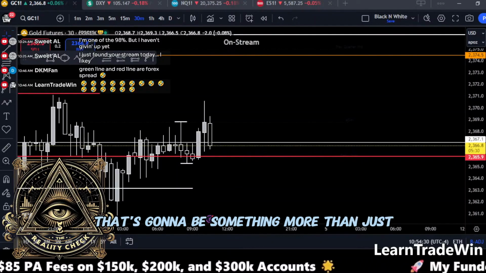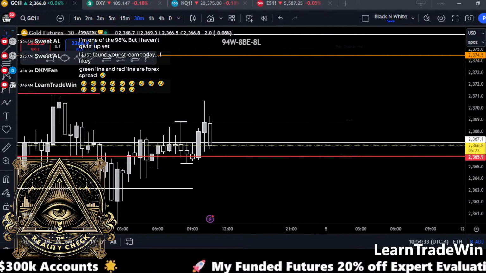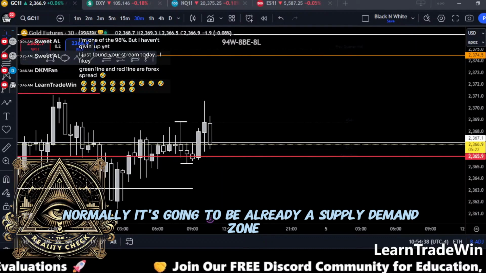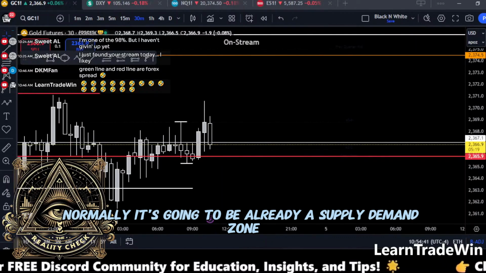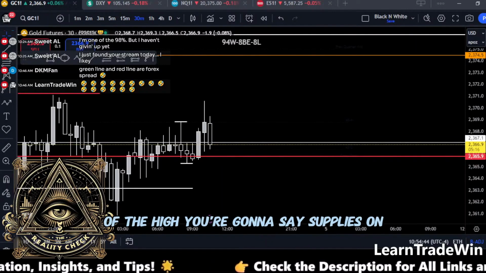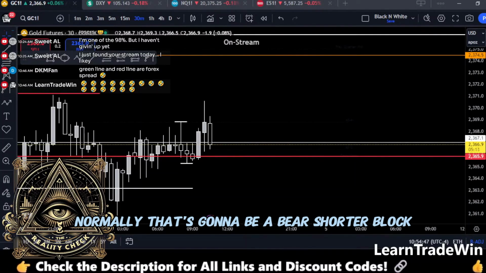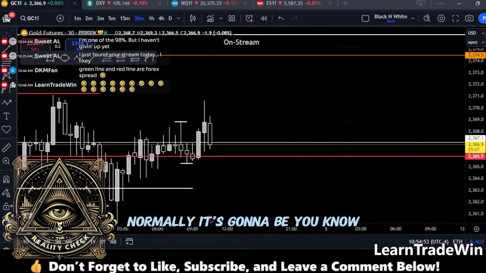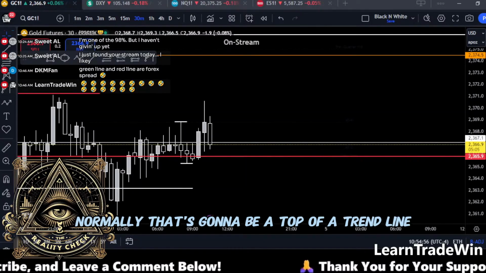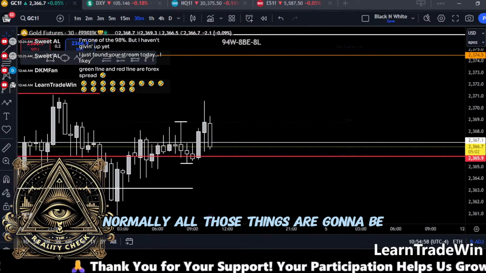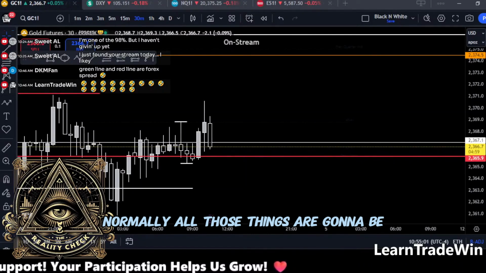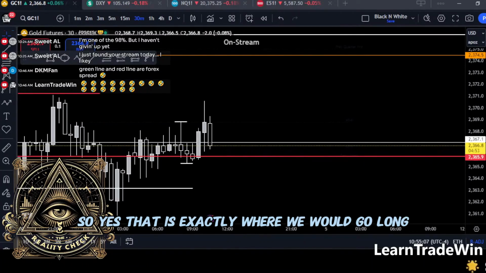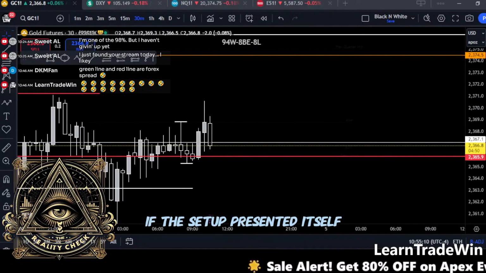normally that's going to be something more than just daily high. Normally it's going to be already a supply zone. Normally that's going to be a bearish order block. Normally the structure up there is going to be a double or triple top. Normally that's going to be a top of a trend line. Normally all those things are going to be sitting there at the daily high as well. So yes, that is exactly where we would go long if the setup presented itself and we got an entry.